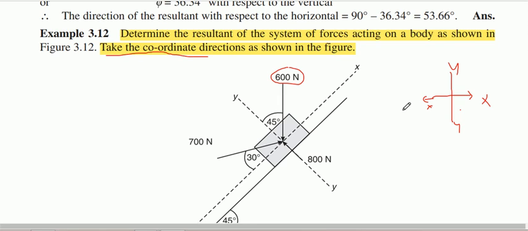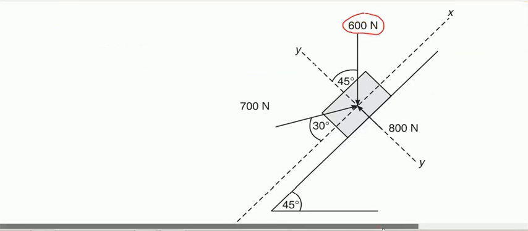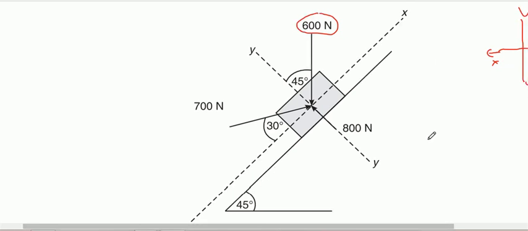Same thing, you have to find the resultant of a force system, but you have to consider the given coordinate direction instead of the natural x and y axis. Whatever x and y axis they have mentioned, you have to consider that. Is it clear with the problem? I will explain how to solve it. Is it clear?